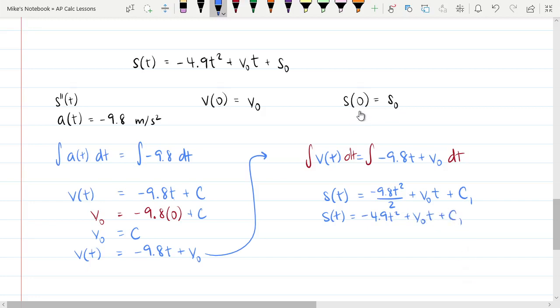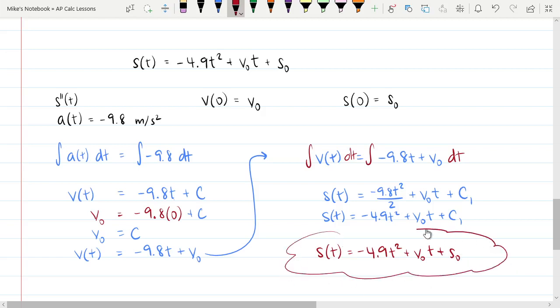And then now, if I put in a 0 for t, hopefully you would see that constant 1 would just equal s sub 0. And so finally, you get this position formula. And that's where that comes from. Okay, so that's a real common application of finding a particular solution from a second derivative that's a constant. It's something along these lines.